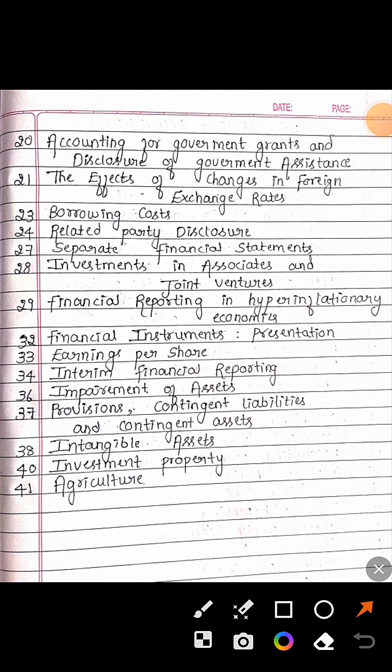And the last Ind AS is agriculture, which is 41. Ind AS 41 is agriculture.